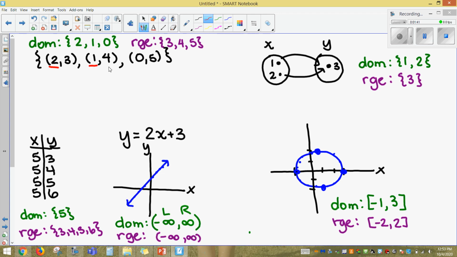1 is matched with 4. If I check, 1 is never matched with anything else. 0 is only matched with 5, and the x value of 0 is never matched with anything else. So what that means is every x in the domain is paired with exactly one y from the range, which makes this example in the top left corner a function.